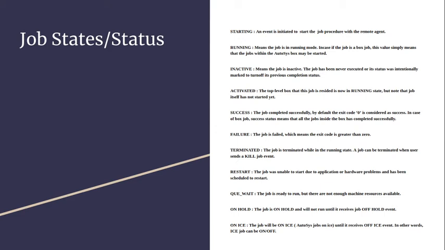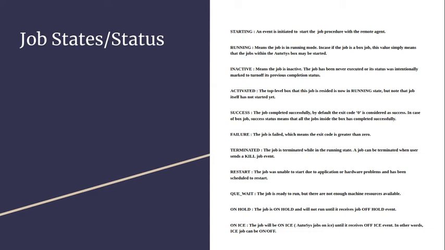And the next state is activated. Again, if there is a box and the box contains other jobs, and the box is running, the jobs which are inside this box are by default in the activated state. The next state is success. The job completed successfully. By default, the exit code for the success state is 0. In case of a box job, success status means that all the jobs inside the box have completed successfully.